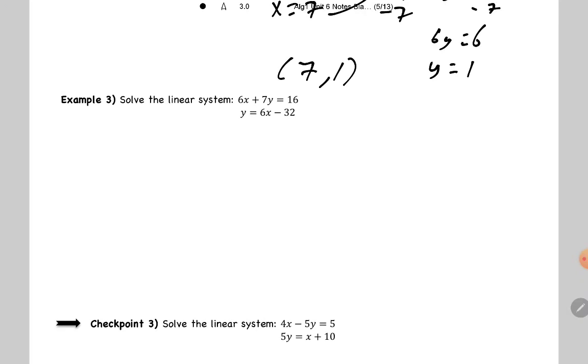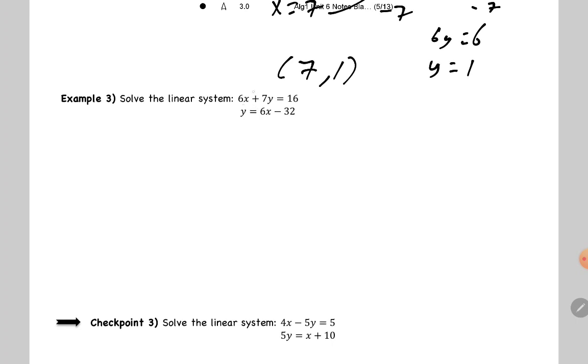Okay. So this one we have to change a little bit. So see how it's 6x plus 7y equals 16, and then we have y equals 6x minus 32. So we can either rearrange the first one so it looks like the second one, or rearrange the second one so it looks like the first one. I'm going to go ahead and change equation 2. So here's 2, here's 1.